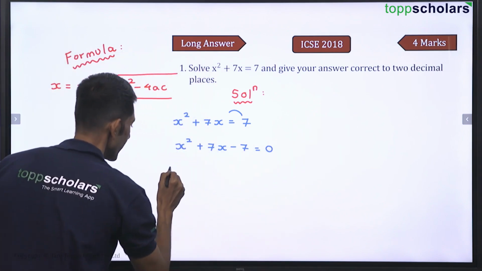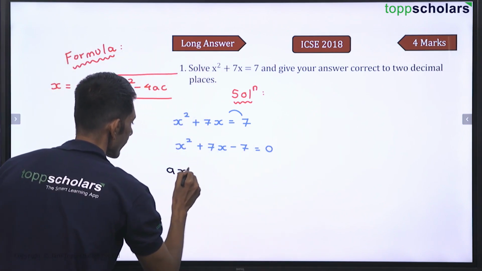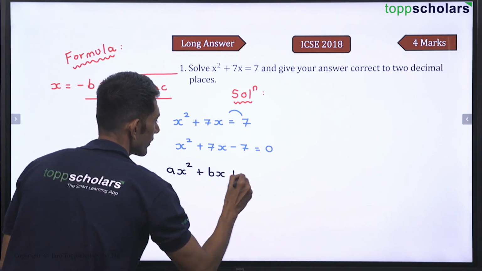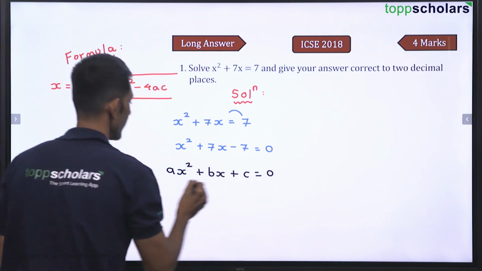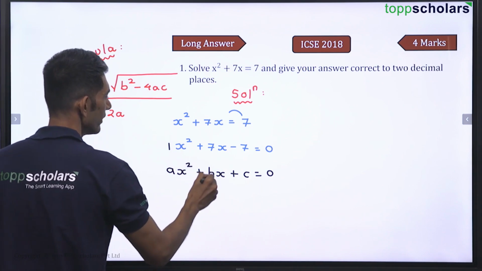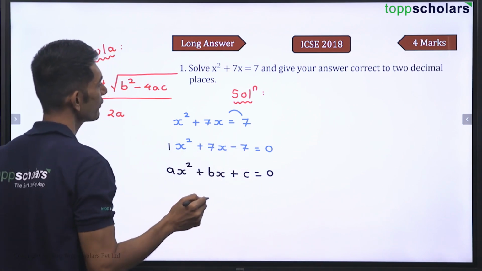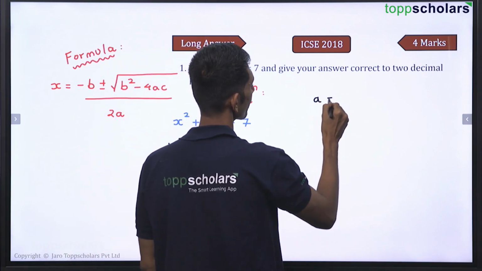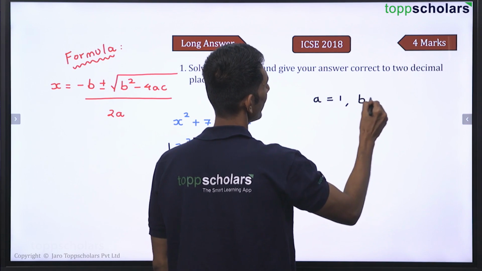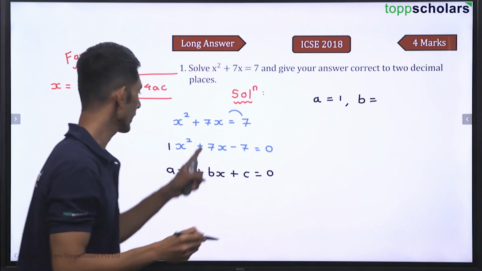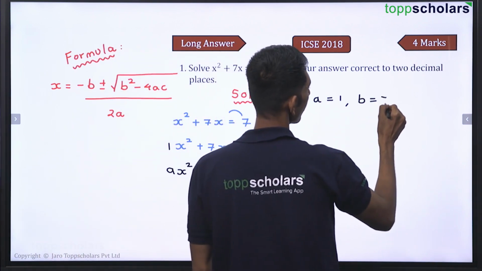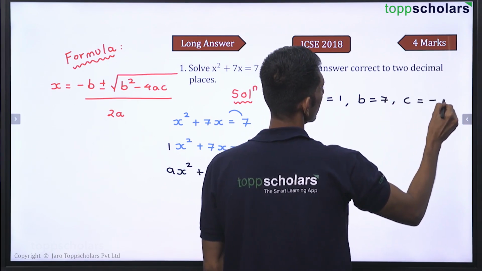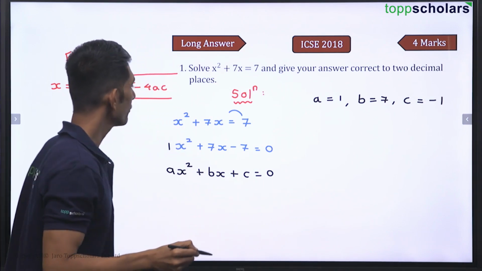I compare this with ax square plus bx plus c is equal to 0. Can I say the value of a is 1, the value of b is 7 and the value of c is minus 7? So I can say here the value of a is 1, the value of b is 7 and the value of c is minus 7.